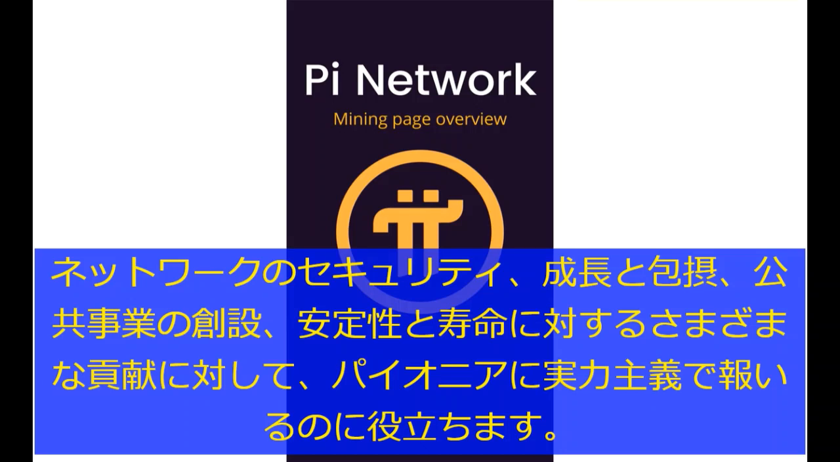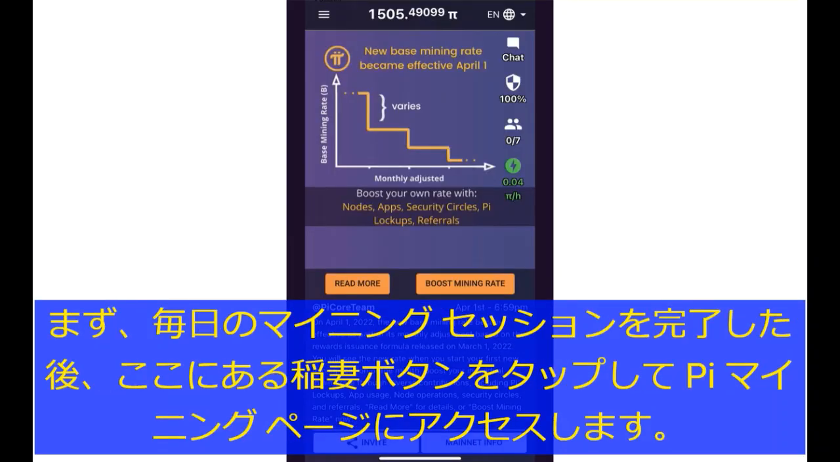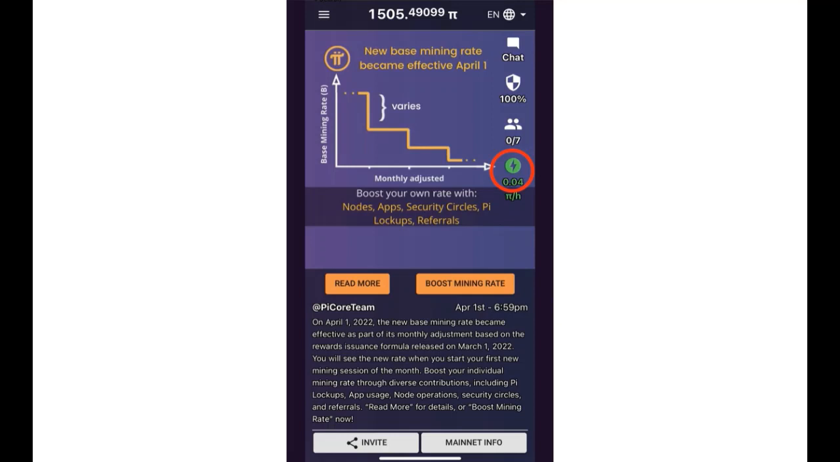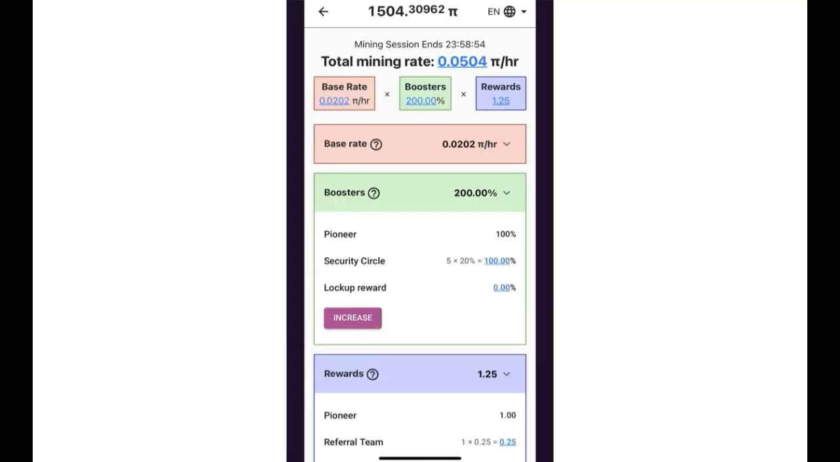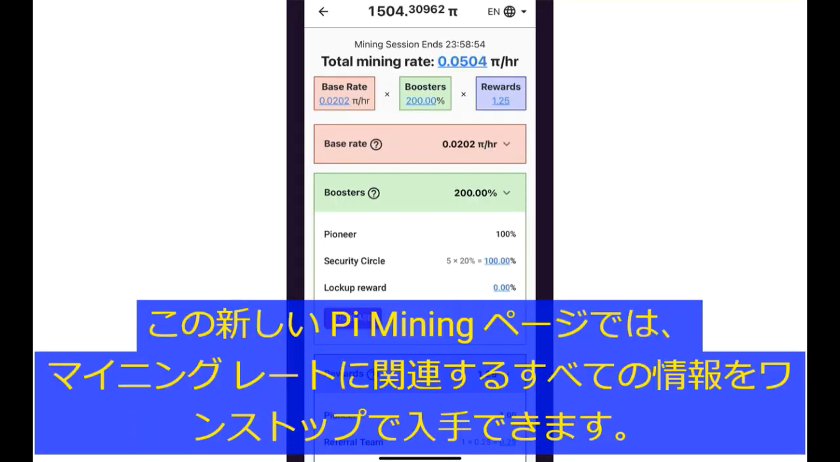and stability and longevity. To get started, access the Pi mining page by tapping the lightning button here after completing your daily mining session. This new Pi mining page is your one stop for all information related to your mining rate.